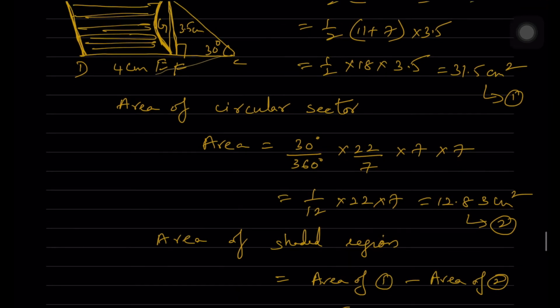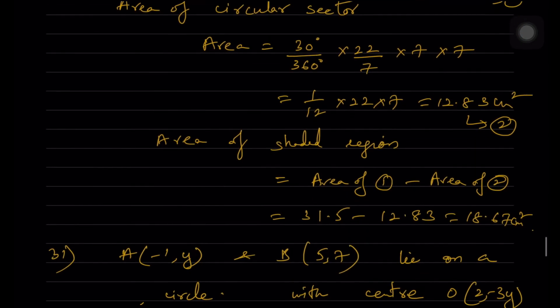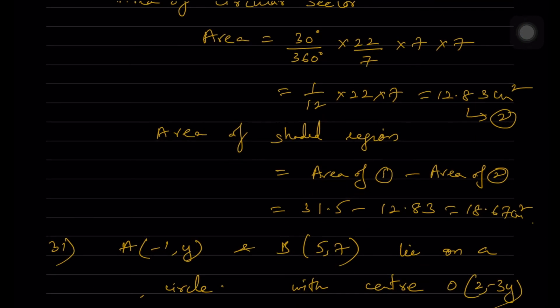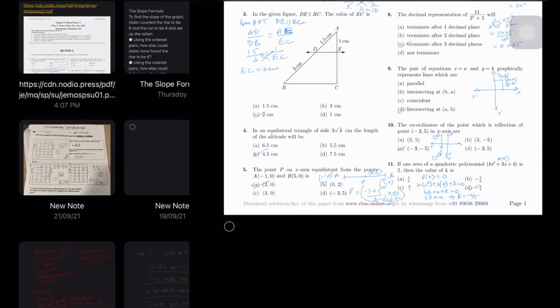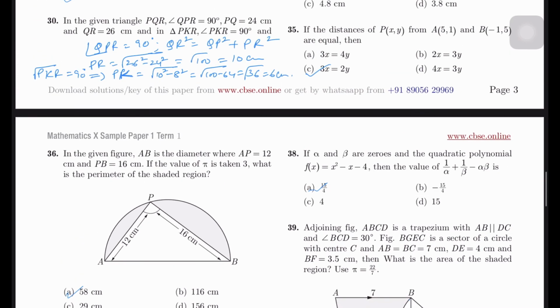So area of shaded region is equal to area of the trapezium minus area of the sector. So therefore you're getting it as 18.67, or nearest value. If 18.67 is not there, you'll write it as 19. 18.67.